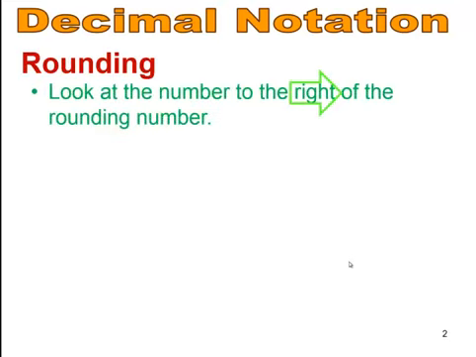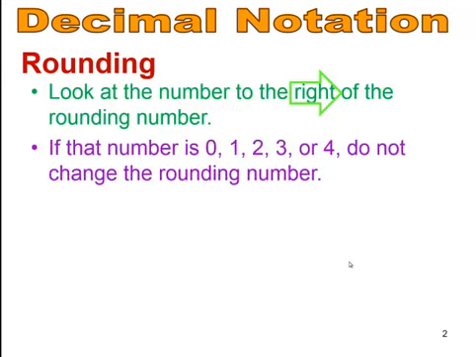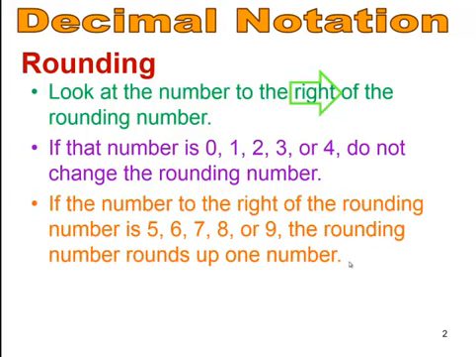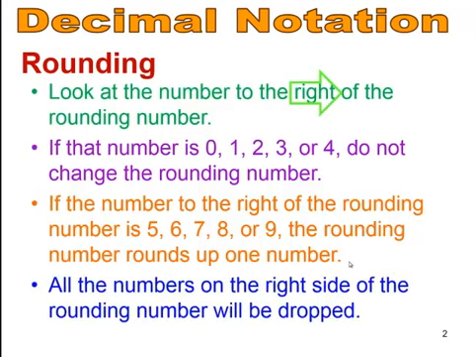So the rounding rule for decimals: you always want to look to the number to the right of the rounding number. So it's based on what the rounding number is, and then you look to the number directly to the right. If the number is any number from 0 to 4, you do not change the rounding number. You just drop all the other numbers. If the number to the right of the rounding number is 5 or above, then you round the number up by one. And then you drop all the other numbers to the right side of the rounding number.